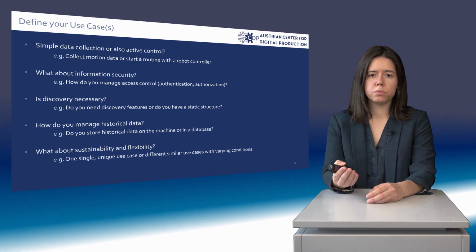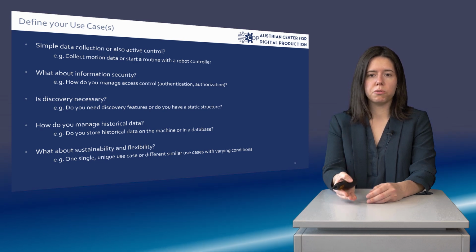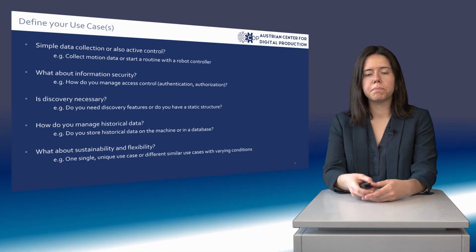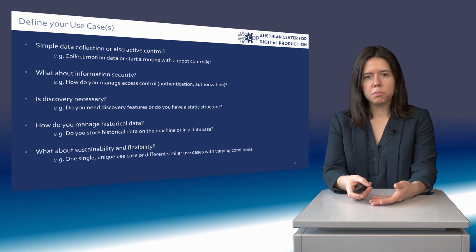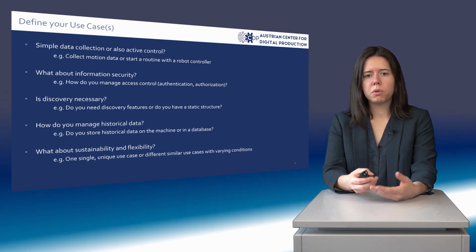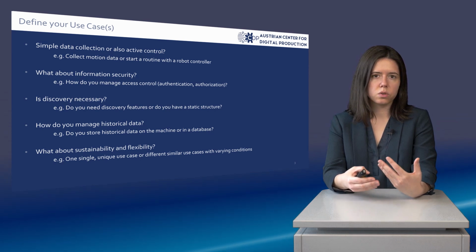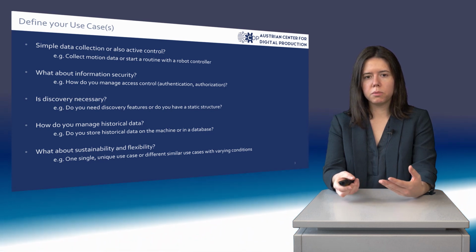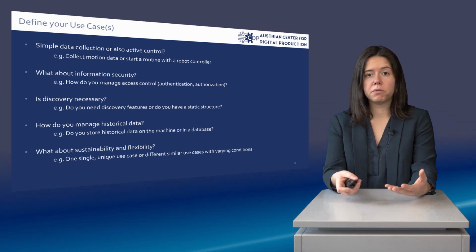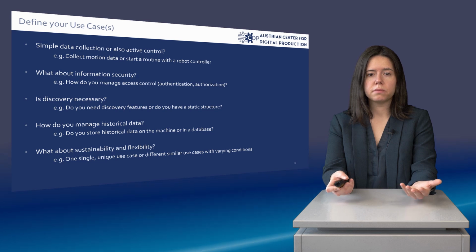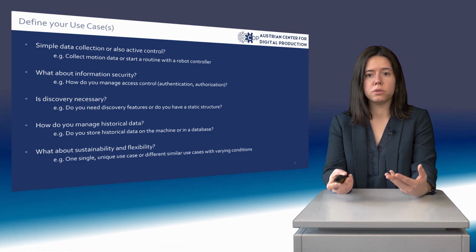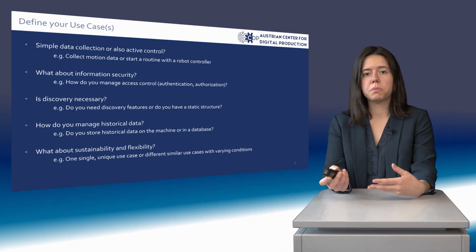For example, do you want to collect motion data of a robot, or do you want to be able to start a robot routine? Now, why is this important? You should think about whether you simply allow write access to certain variables, or when it comes to OPC UA, you might want to think about to implement methods or maybe also programs. How do you verify whether your command has been sent to the controller and has also been processed correctly?